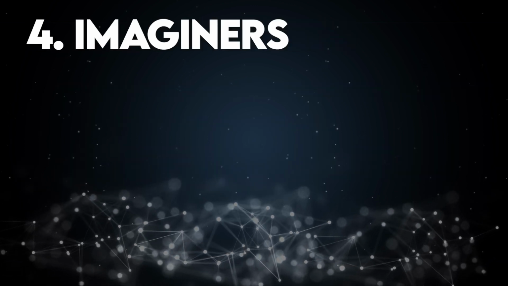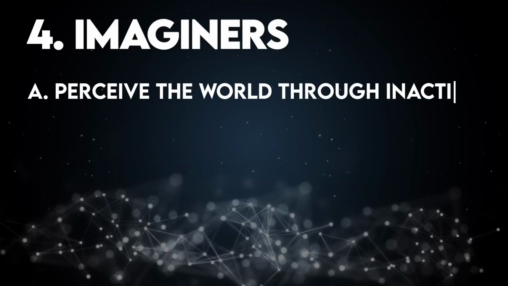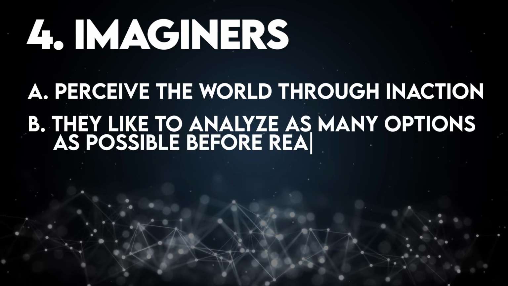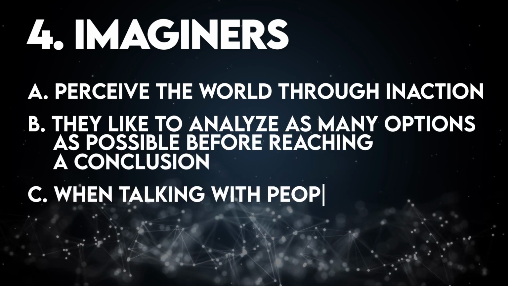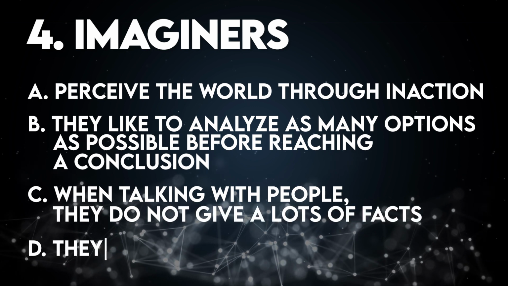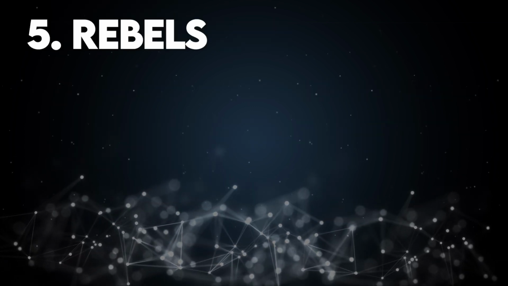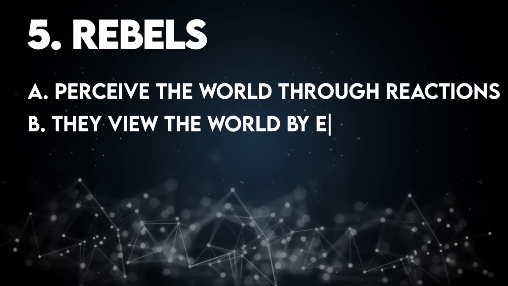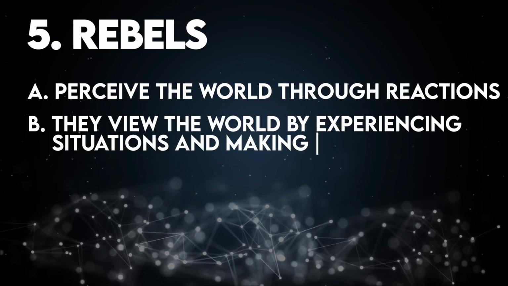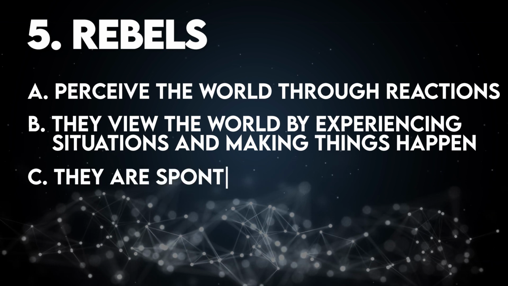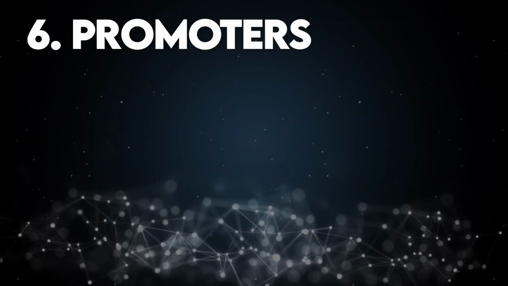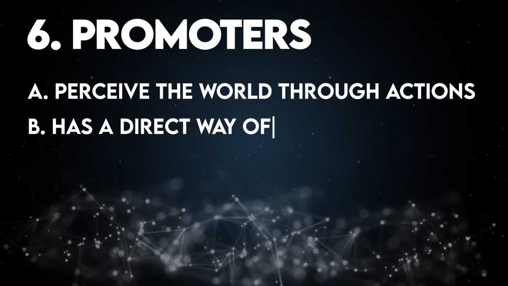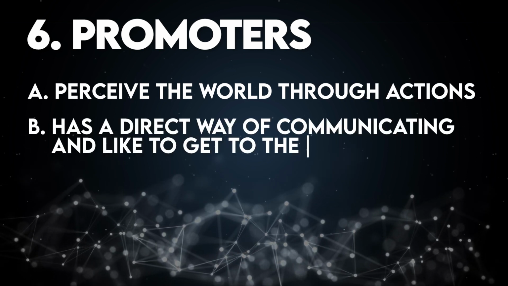Number 4, imagineers. They perceive the world through inaction. They like to analyze as many options as possible before they reach a conclusion. When talking to people, they don't give out a lot of facts, and they value feelings. Number 5, rebels. They perceive the world through reactions. They view the world by experiencing situations and making things happen. They are spontaneous and creative. Last but not least, promoters. They perceive the world through actions. They have a direct way of communicating and like to get to the point immediately.